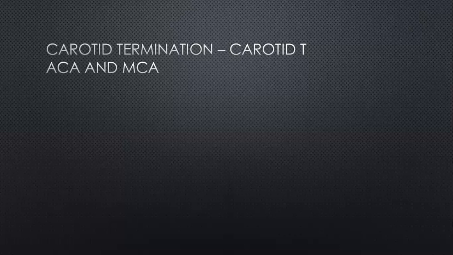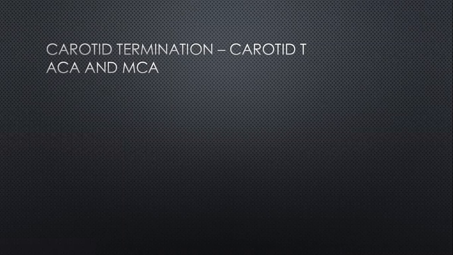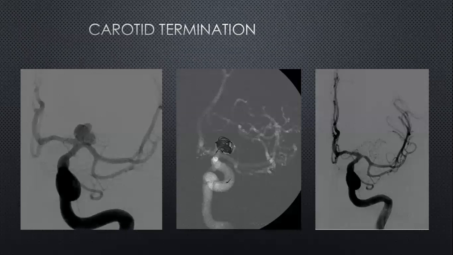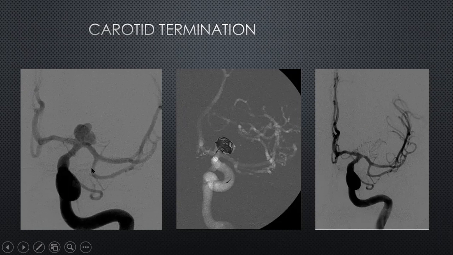Beyond the anterior choroidal, we then go towards the carotid termination. Sometimes we refer to it as a carotid T, where the carotid artery is going to divide into the anterior and middle cerebral artery. And you can see why it's called a carotid T, because it's kind of a T-shaped structure. You've got an aneurysm over there dividing into the ACA and MCA.